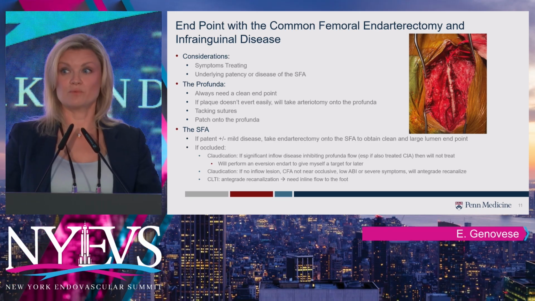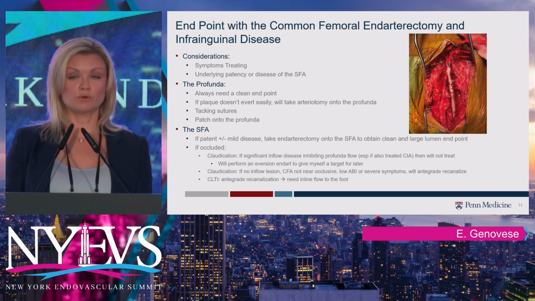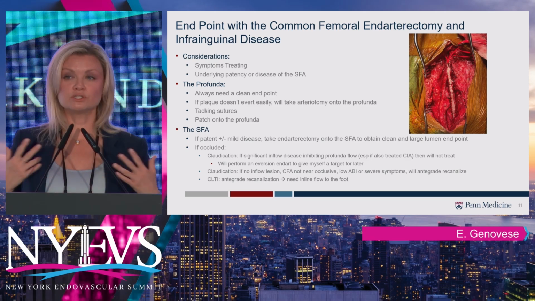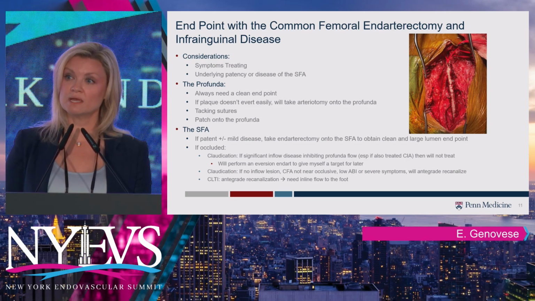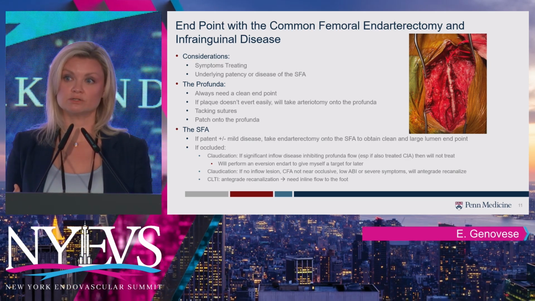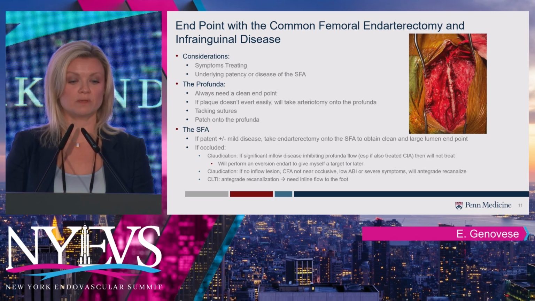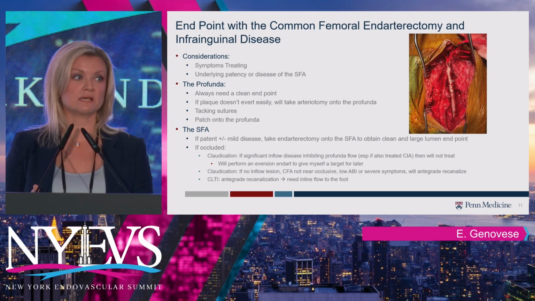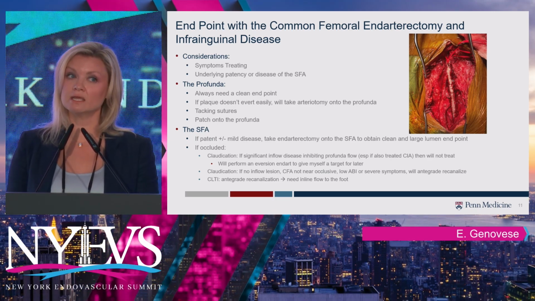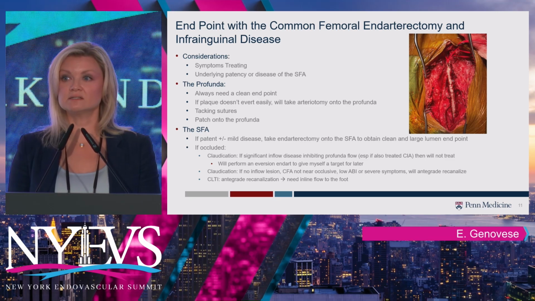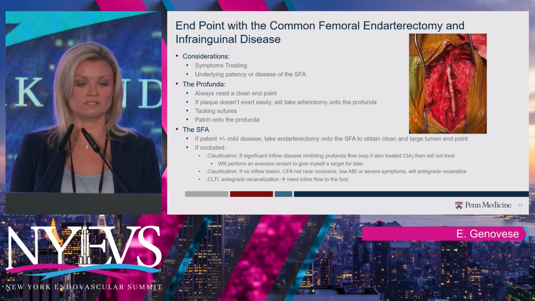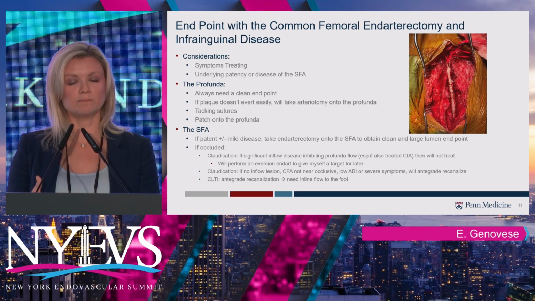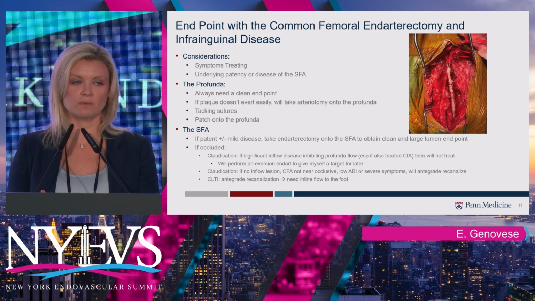So when we're doing a femoral endarterectomy and thinking about a hybrid approach, there are two things I really consider with how I do my endarterectomy and whether I'm going to do additional adjunctive endovascular therapy. One is what symptoms am I treating? Am I treating a claudicant, or someone who has CLTI who needs inline flow to their foot? And then I also want to know the underlying patency and disease of the superficial femoral artery.